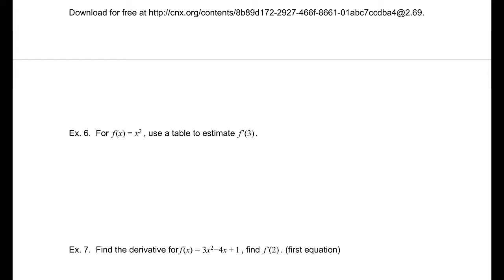So f prime of, let's see, how do we want to say this? We'll say the slope of our secant line is f of x minus f of a, which in this case would be x squared minus 9 over x minus 3. So that is the function that we're looking at. Now, we want to know what this approaches, so we're really looking at a limit. Okay, so f prime of 3 is the limit as h goes to 0, or as x approaches 3, of x squared minus 9 over x minus 3.